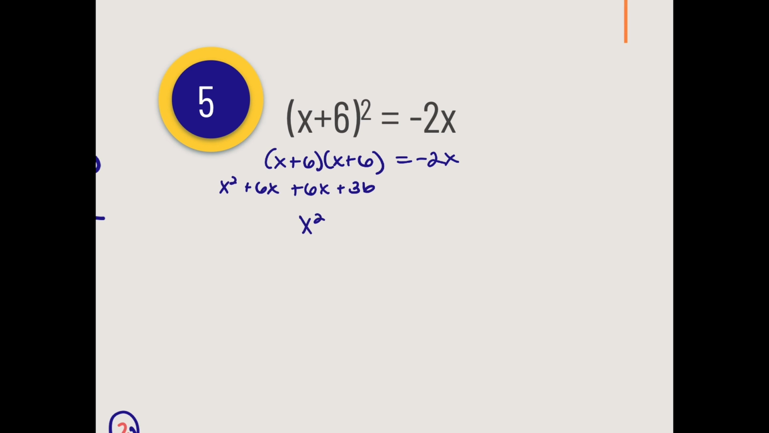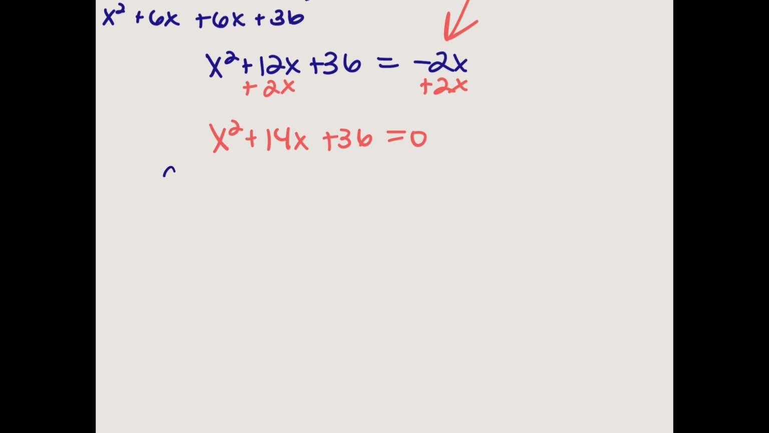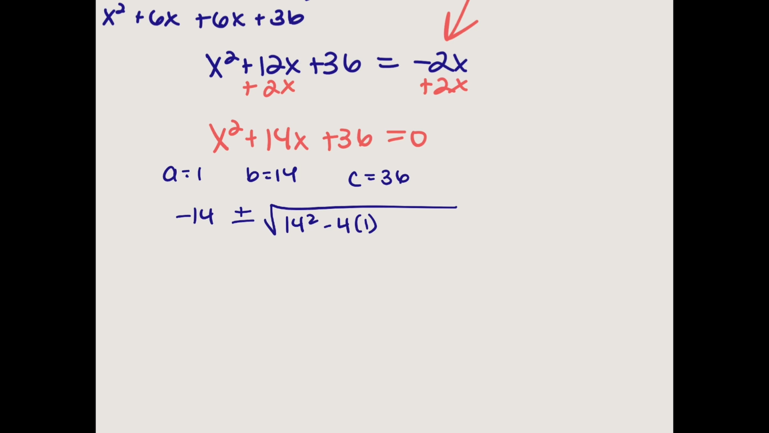And I'd get x squared plus 12x plus 36 equals negative 2x. Now the equals has to be 0, so I have to add the 2x. So I get x squared plus 14x plus 36 equals 0. And then I identify A, B, and C. A is 1, B is 14, C is 36. So negative B plus and minus the square root of 14 squared minus 4 times A times C, all over 2 times A.